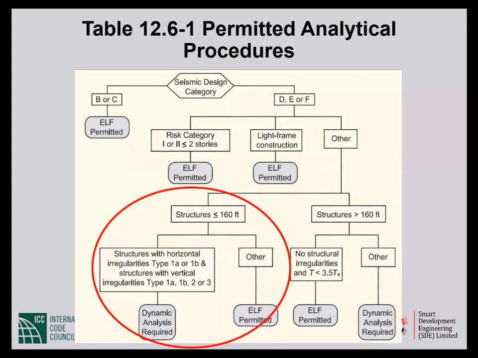regularity or irregularity. In ASCE 7-05, for shorter buildings up to 160 feet of height, you have to do dynamic analysis if your structure has certain quote unquote bad irregularities, which would be horizontal 1A, 1B, torsional, extreme torsional, vertical 1A, 1B, which would be soft story, extreme soft story, and then vertical 2 and 3, and those will come up.